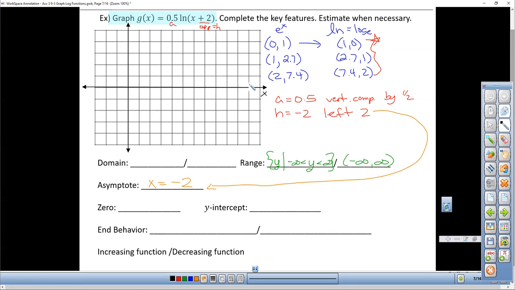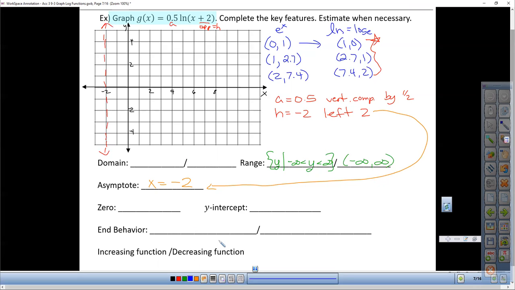All right, let's put some numbers on here to help with the graphing. And let's graph our dashed line for our asymptote at x equals -2. So this time it is required that we graph this dashed line.